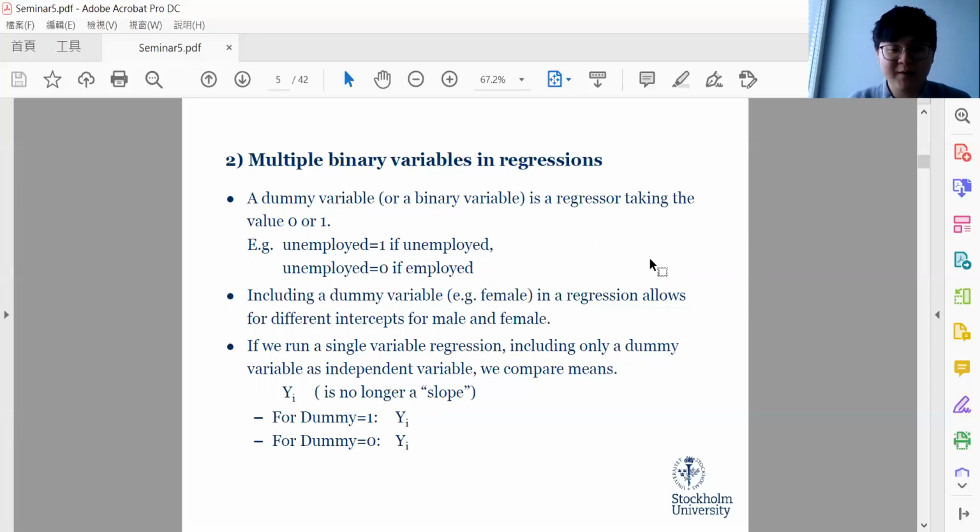So you can think about that. If we run a single variable regression, including only one dummy variable as the independent variable, actually we are comparing means. I think you understand it quite well, because it's the same thing as in assignment 3. For example, if you only put a dummy variable called smoke, then you are comparing the birth weights of smoking mothers with non-smoking mothers. So actually you are comparing the means.